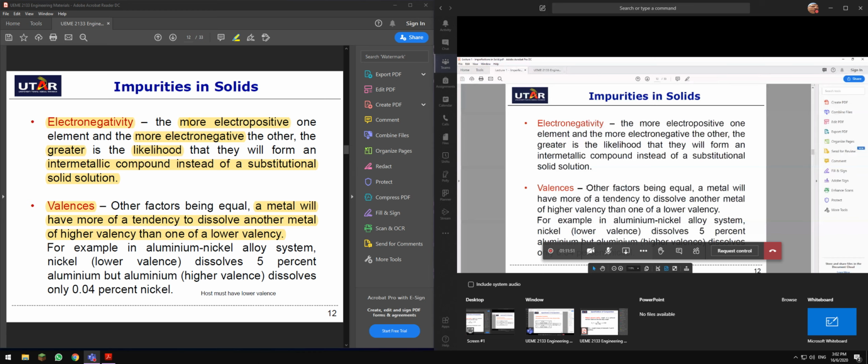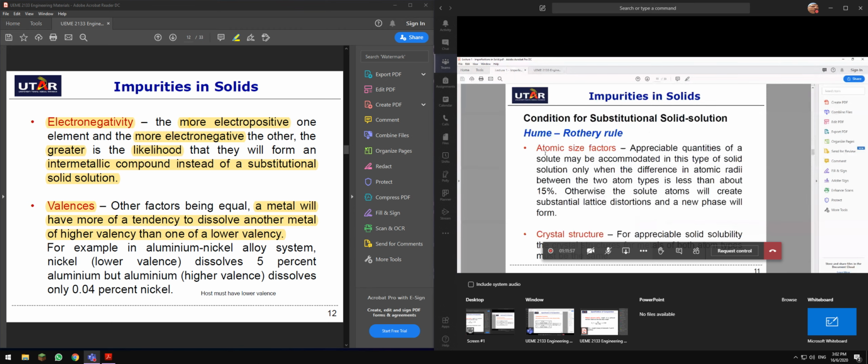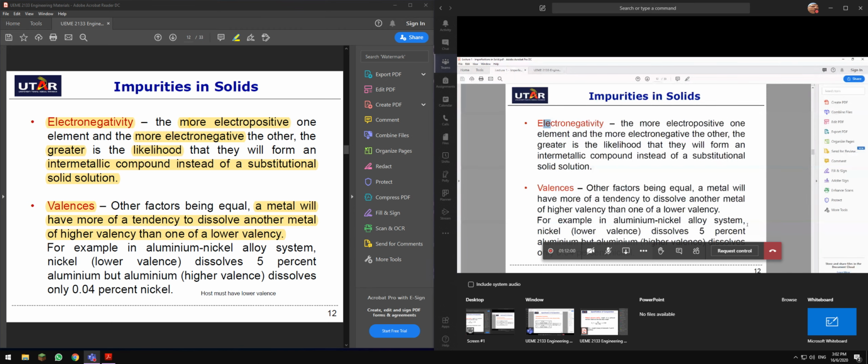Having said that, valence means that other factors being equal, electronegativity, atomic size factor, or crystal structure, a metal will have more tendency to dissolve another metal of higher valence than one of a lower valence. Here nickel has lower valence than aluminum. That is the reason why it can dissolve 5%. But aluminum has higher valence than nickel, so it can only dissolve a lower percentage of nickel.